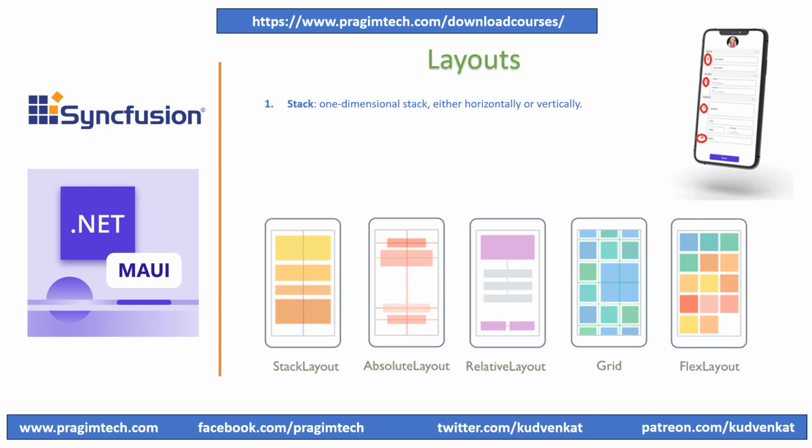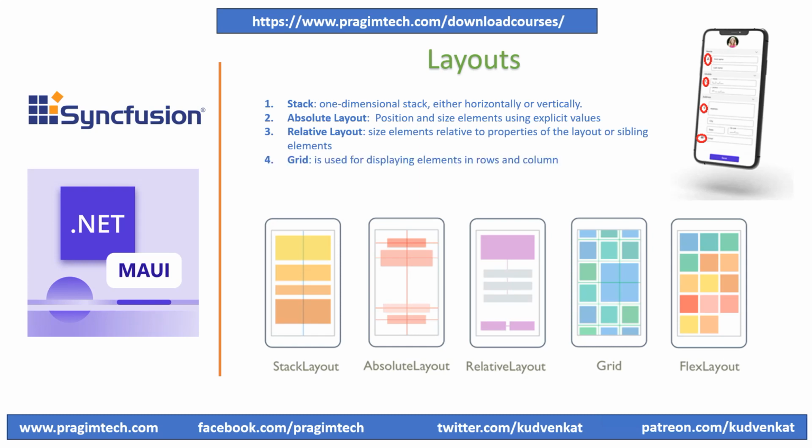There are 5 different layouts available. Stack layout is a simple one-dimensional stack where the components can be placed either horizontally or vertically. In absolute layout, we need to mention the position and size of the elements using explicit values. The relative layout enables you to specify how child views are positioned relative to each other. The grid layout is used for displaying elements in rows and columns using row definitions and column definitions, and we control the layout using span and row properties. Flex layout displays child elements either horizontally or vertically in a stack, and flex controls the orientation, alignment, and adapts to different sizes.